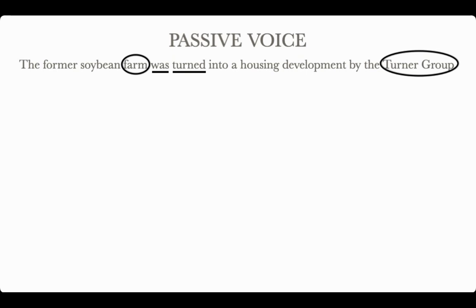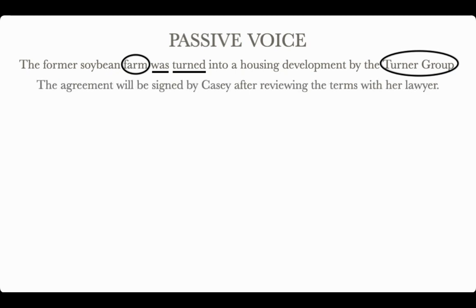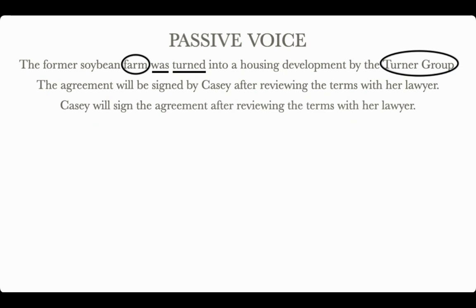In your writing, passive voice can sound both wordy and vague. Consider this example. The agreement will be signed by Casey after reviewing the terms with her lawyer. This sentence is confusing. A simpler and clearer version would sound something like this. Casey will sign the agreement after reviewing the terms with her lawyer.